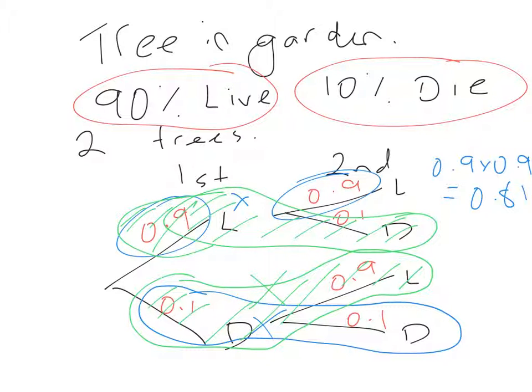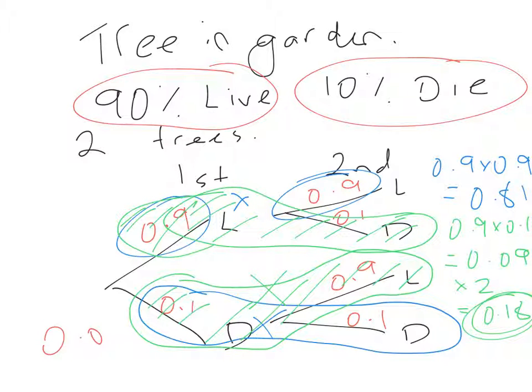So if we want to know one lives and one dies, that's those 2 green bits. And we work out those. So if we did 0.9 times 0.1, we will get 0.09. But that's for each green one. So they're the same. We multiply by 2 and we get 0.18. So we've got a 0.18 chance of having one live and one die. Or a 0.81 chance of them both living, or the bottom one, if they both die, if we're terrible, it'll be 0.01.